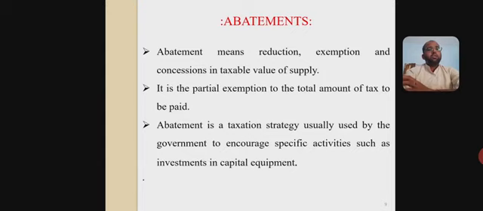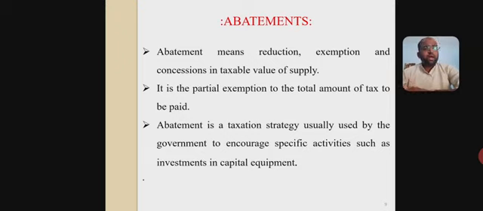As a registered dealer, if you are eligible to pay rupees 10 lakh as the outward tax in the form of GST, and the government gives some percentage of abatement, for example 10%, then you have to pay only 90%. It means that out of 10 lakh, 10% need not be paid, only 90%. It means 9 lakh rupees you have to pay as output tax. This is the partial exemption to the total amount of tax to be paid.